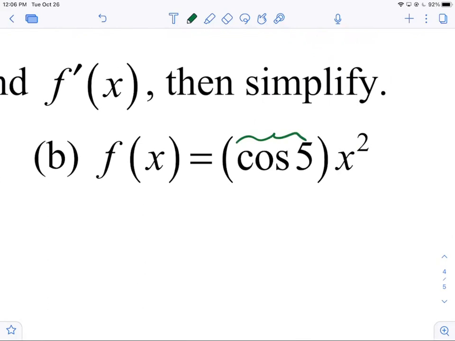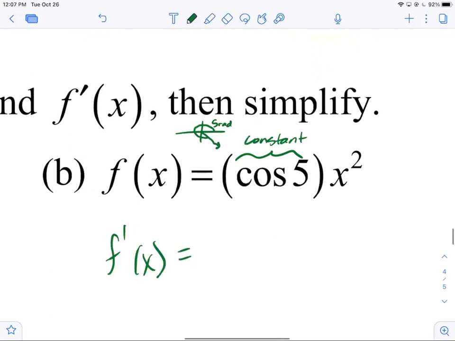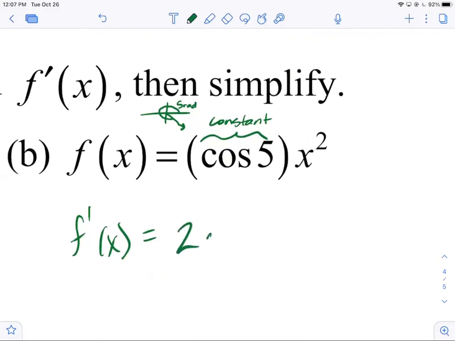This cosine of 5, do you see a variable in there at all? No. This is a constant, right? This is the cosine of 5 radians. Is that going to be a positive or a negative number? Cosine of 5 radians. Yeah, 5 radians is somewhere right there in quadrant 4. It should be a positive number. So remember, how do we take the derivative of a constant times x squared? Multiply and subtract, right? It's just the power rule. So 2 times cosine of 5 is 2 cosine of 5 times x to the first.